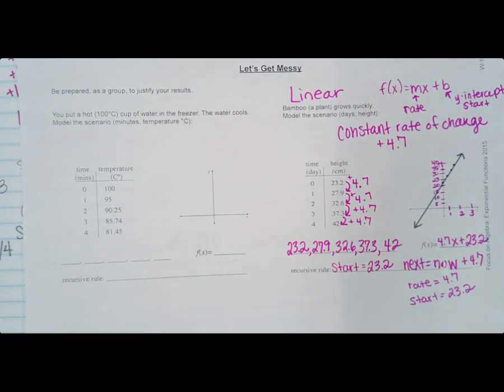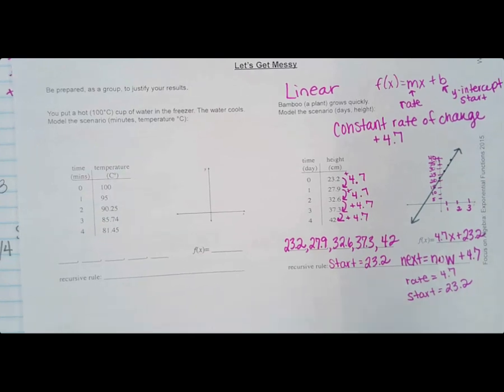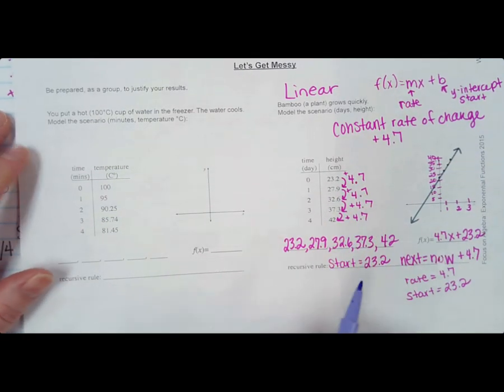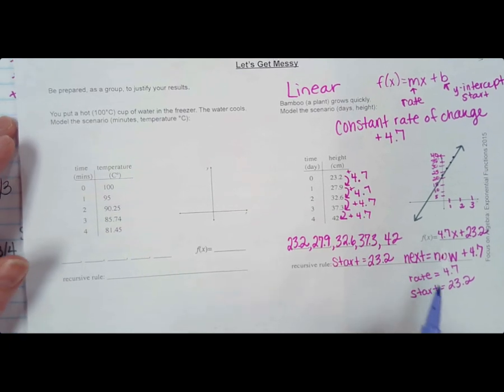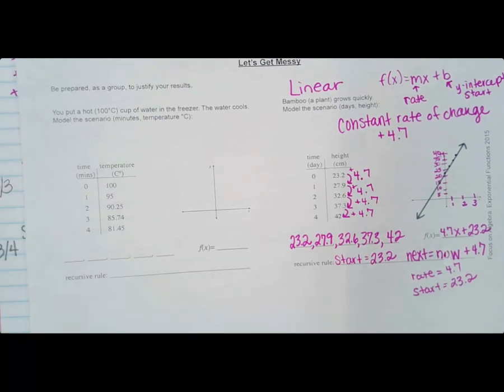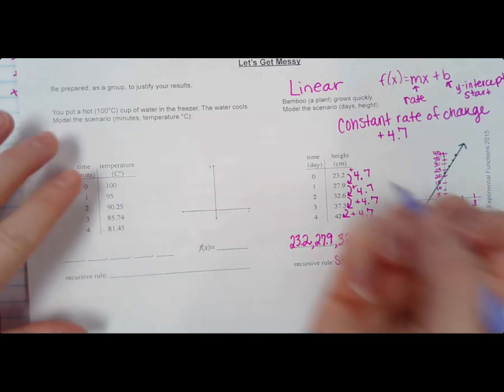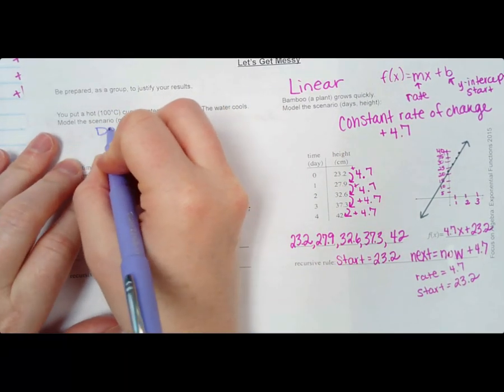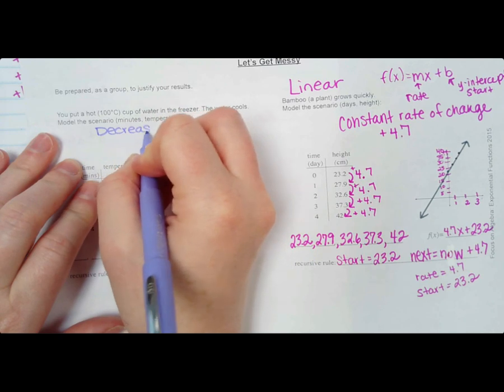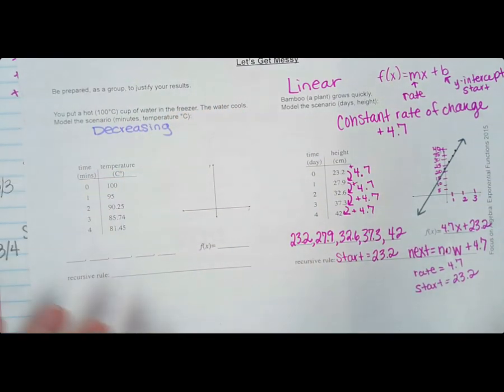You put a hot 100 degrees Celsius cup of water in the freezer. The water cools. Model the scenario. So just think about this scenario. How do you think this graph is going to look? If the water starts out at 100, okay, so it's going to go down. So it's going to be a decrease, right? It's decreasing.